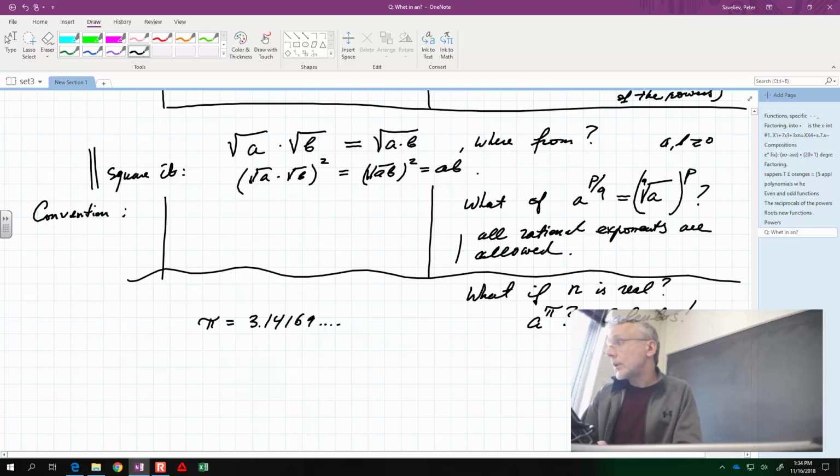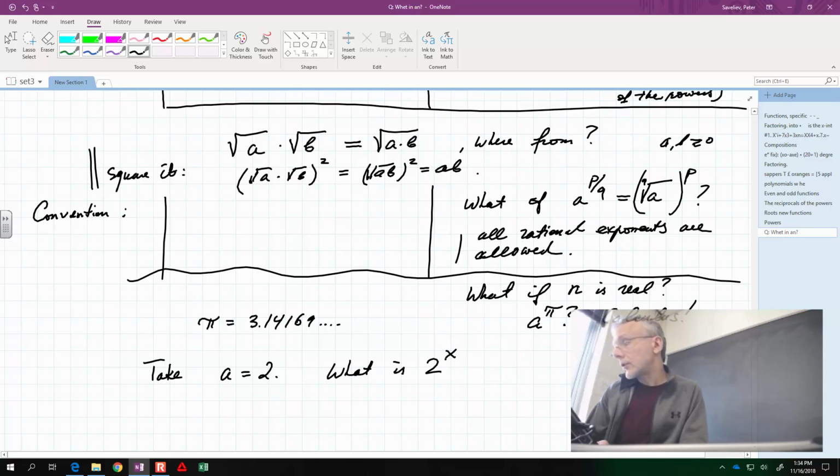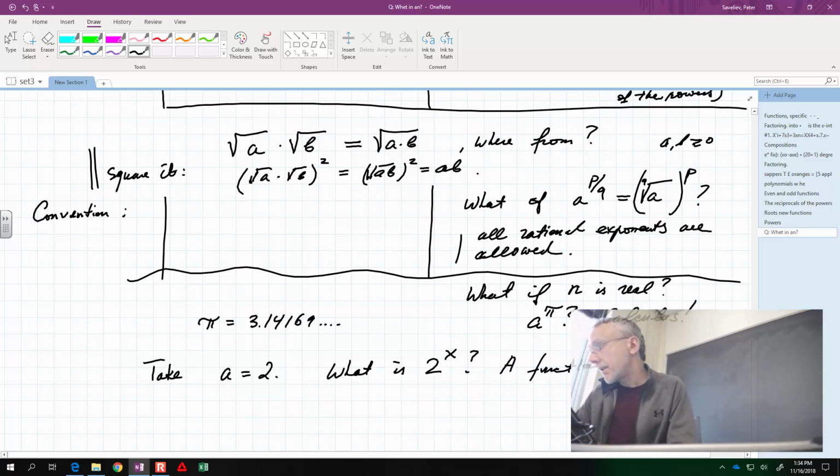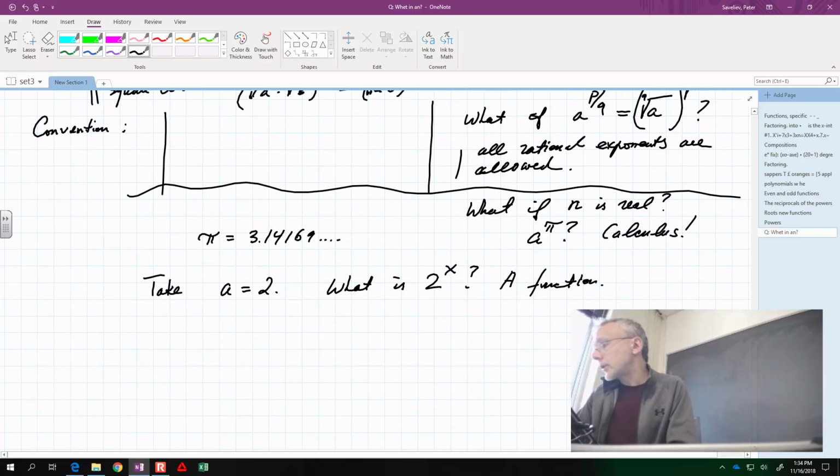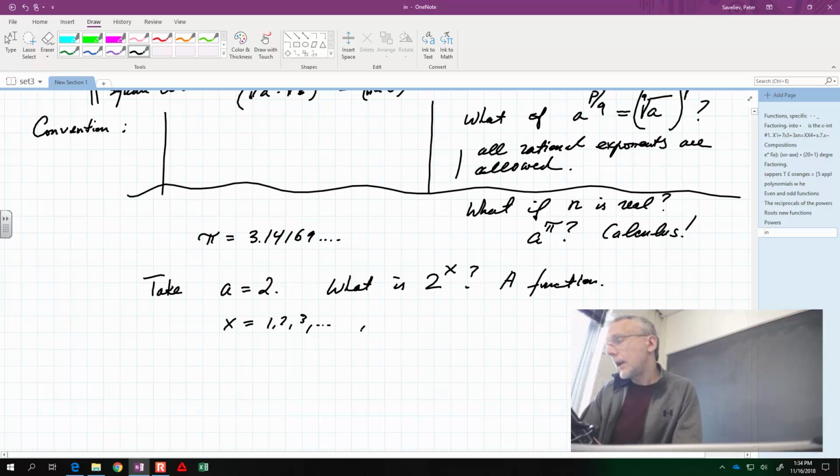What have we achieved up to this point? To summarize, take a equal to 2. So what is 2 to the x? Well, it is a function. And what do we know about it? When x is 1, 2, 3, it is 2 multiplied by itself n times.